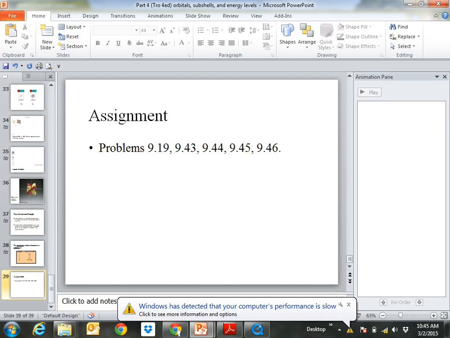45: which electron is on average closer to the nucleus, a 2s or a 3s? I think 2s. I do too. 46: which electron is on average further from the nucleus, a 3p or a 4p? 4p. Yeah. And then on Wednesday, we'll just start finding homes for electrons.